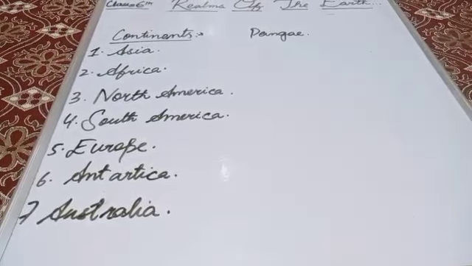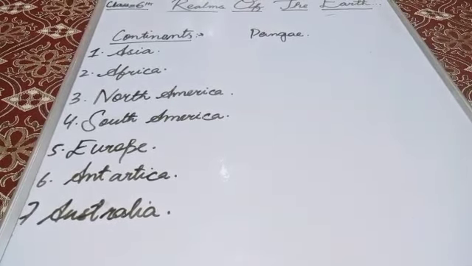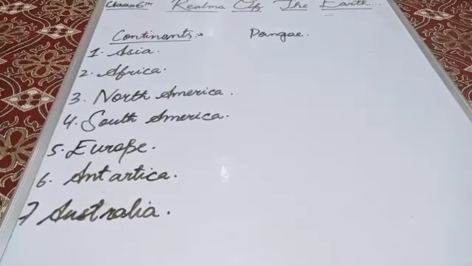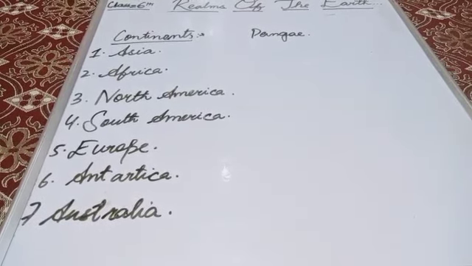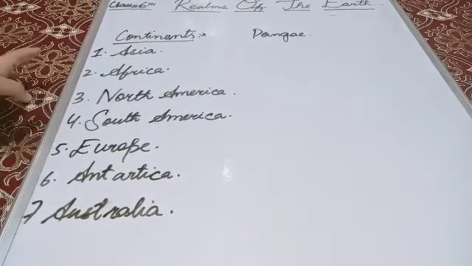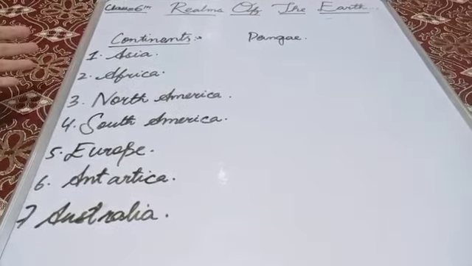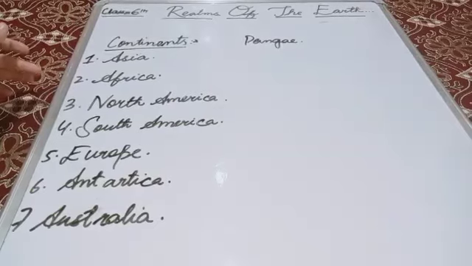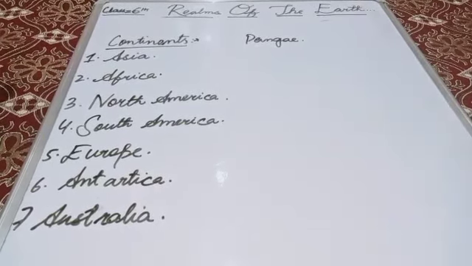Asia is the world's largest continent and covers about 1/3 of the earth's total land surface. It is surrounded by Arctic Ocean in the north, Indian Ocean in the south and Pacific Ocean in the east. Africa is the second largest continent in the world and covers about 1/5 of the Earth's land surface. It is surrounded by Atlantic Ocean in the west, Indian Ocean in the east.